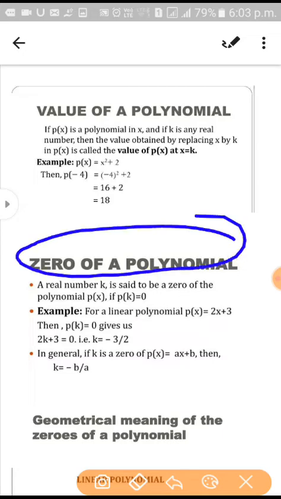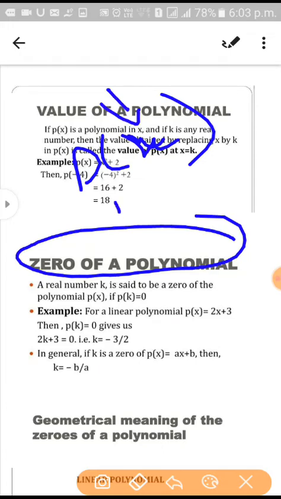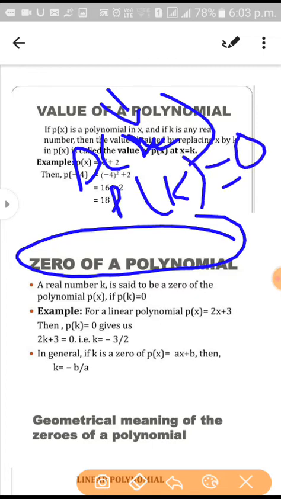Then we have the zero of a polynomial. What is the zero of a polynomial? Suppose I have a polynomial p(x) and I put any real number, say k, in place of x. If the value of the polynomial becomes 0, then that value of x, here it is k, is called the zero of the polynomial.